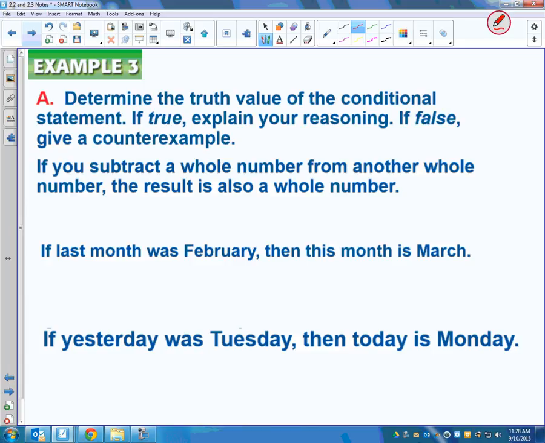Determine the truth value of the conditional statement. That means, is what is there in the if-then format true? If this, then this. Is that a true statement? If it's false, give a counterexample. So tell me why it's false.